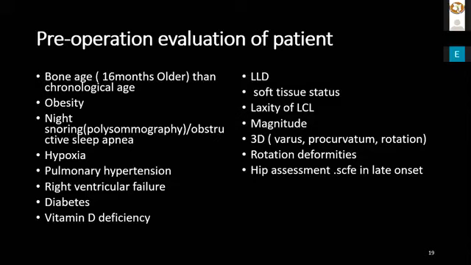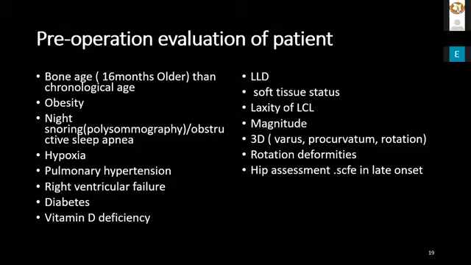The preoperative evaluation of these children is very important. For those who have a very high BMI, they are at risk with anesthesia as well as risk in operation. Bone age is very important. Obesity and night snoring because of the obesity will affect your anesthesia. Hypoxia may lead to pulmonary hypertension, and that's a risk of anesthesia. Right ventricular failure, metabolic and endocrine problems, you may encounter them in these children.